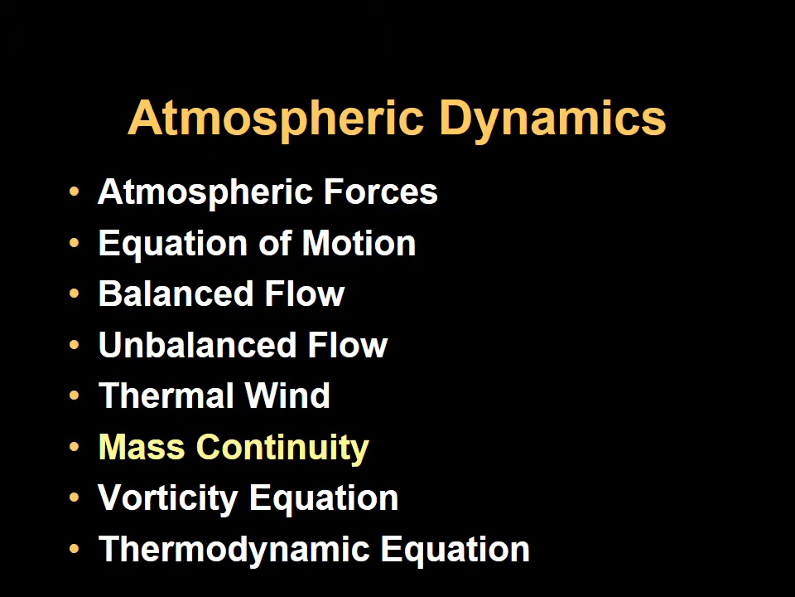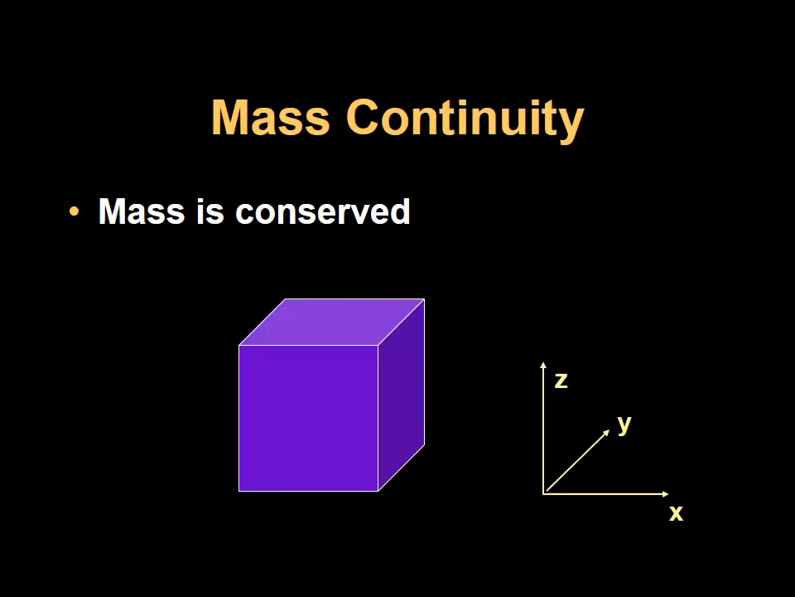We've covered a few topics already, and we're down to the mass continuity equation and the concept of mass continuity. So what we're going to do is look at how air flows through a volume and how the mass in that volume changes. Overall, you can say that mass is conserved. Mass can't be created or destroyed in the atmosphere, but it just moves from place to place.